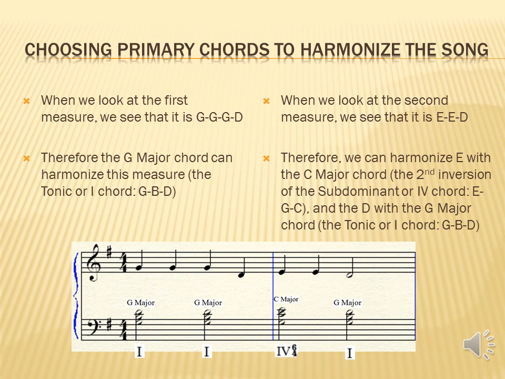When we look at the second measure, we see that it is E, E, D. Therefore, we can harmonize E with the C major chord, the second inversion of the subdominant or 4 chord, E, G, C. And the D with the G major chord, the tonic or 1 chord, G, B, D. And it sounds like this.